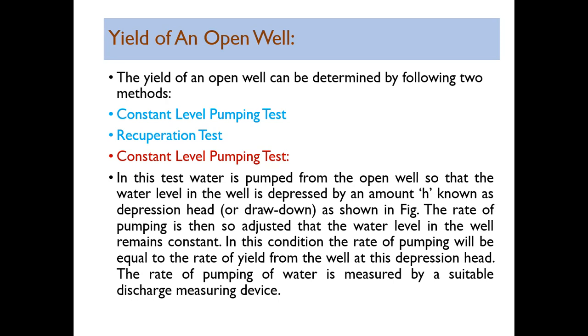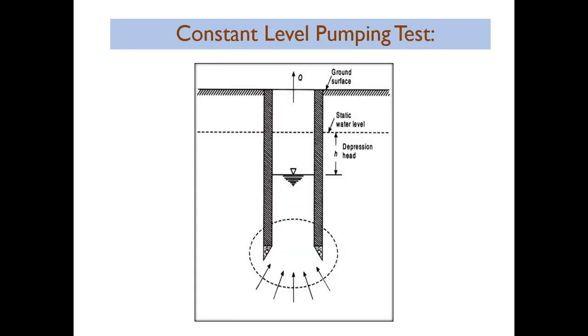So what is done in the constant level pumping test? As its name suggests, the level is maintained constant in the well. A pumping arrangement with sufficient capacity is arranged. Water is drawn from the well, and then the discharge from the pump is adjusted such that incoming water equals outgoing water. The outgoing water is measured, and it is the discharge, or you can say yield, from the well. So this is the self-explanatory sketch for the constant level pumping test.